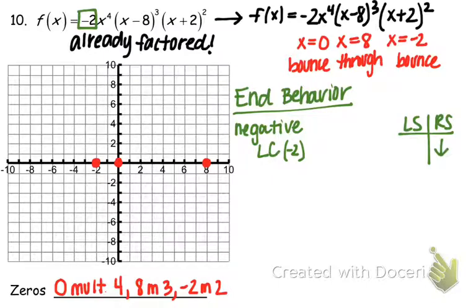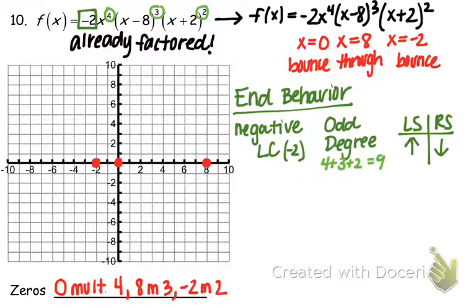Now we need to determine whether or not it's an even or odd degree so we can determine what our left side is doing. So this ends up being an odd degree because if we take all of the degrees of the individual zeros, 4 plus 3 plus 2, we get 9. Now 9 is an odd number, which means that my graph will be going in opposite directions. So if I know my right side is going down, then that means that my left side will be going up. So let's graph our end behavior.